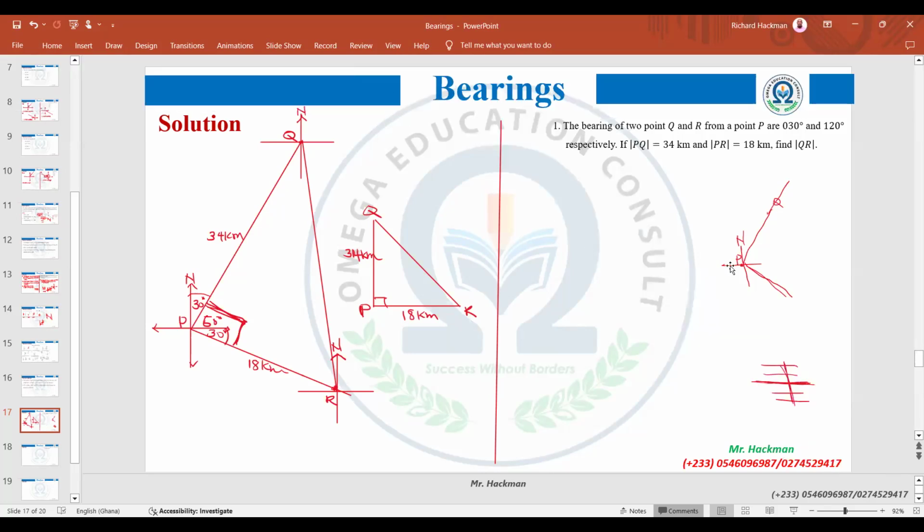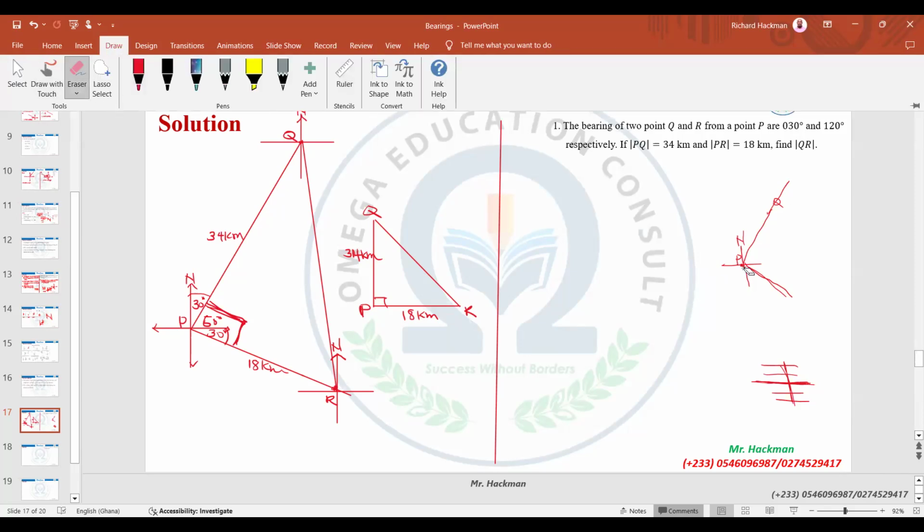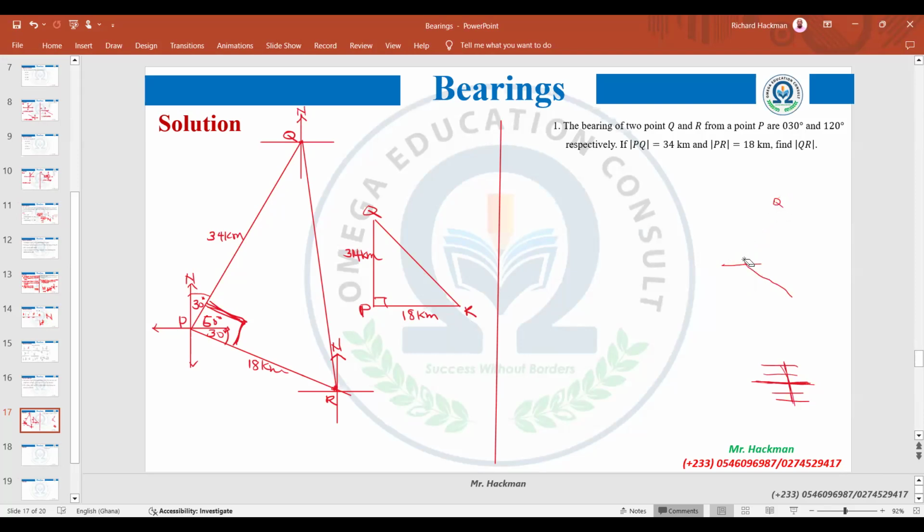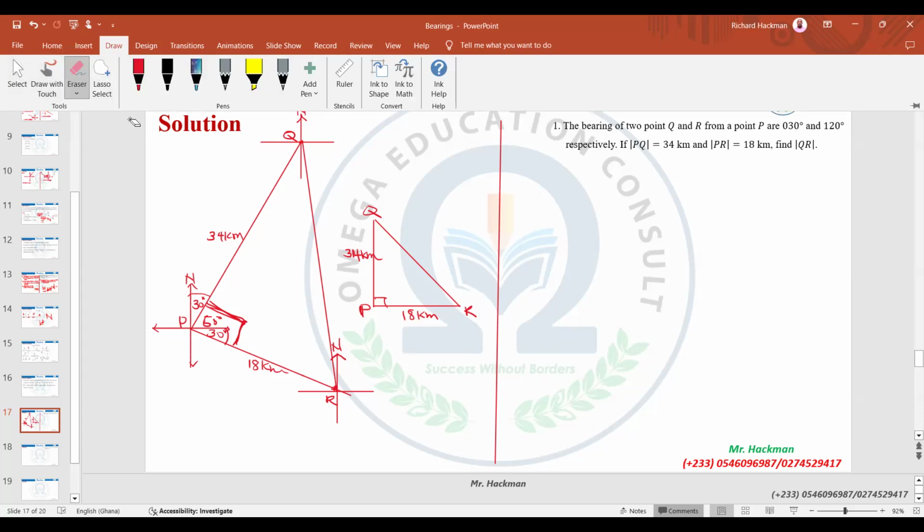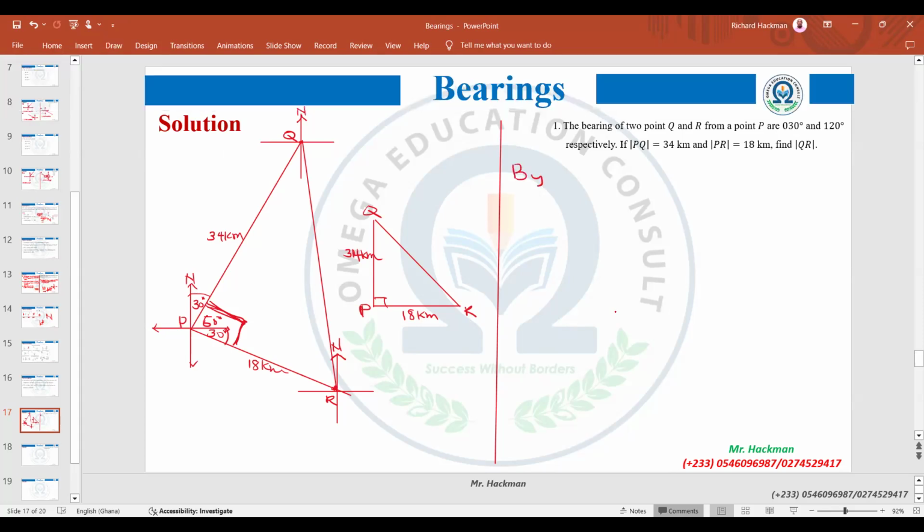Let me clear this, I'll need the space for whatever I'm going to write. Once you have a right angle triangle and you know the measures of two of the sides, we can get a formula that will help us easily find the unknown side. You want to find this, so we are going to use the Pythagoras theorem because we are dealing with a right angle triangle. So you write, by the Pythagoras theorem.